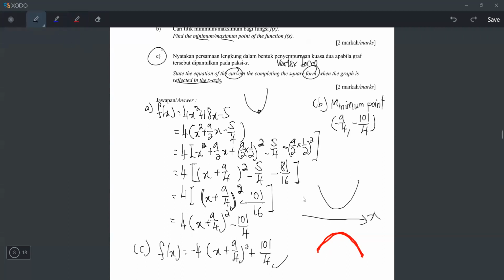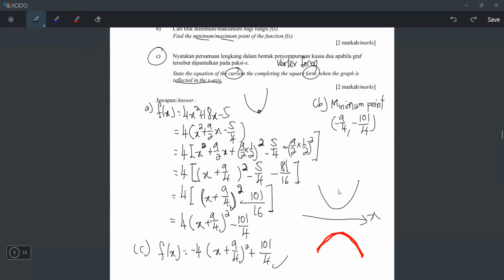So that is why the 4 becomes negative 4. But when you reflect, the width of the curve never changes. Make sense? The width of the curve never changes. That is why it's still negative 4, not negative 3 or negative 2 or negative 5. It's still negative 4 because the width, like how fat is the curve, how gemuk is the curve, is still the same. The width is the same, okay?